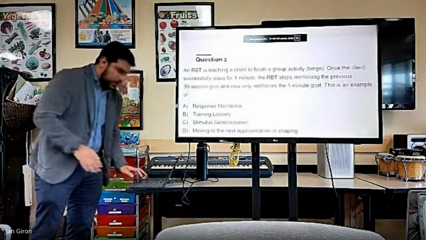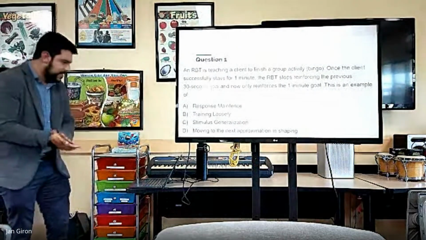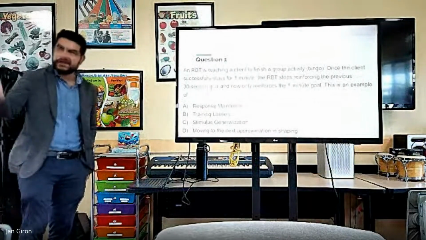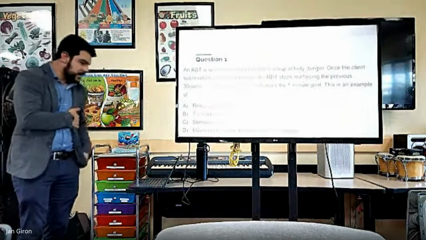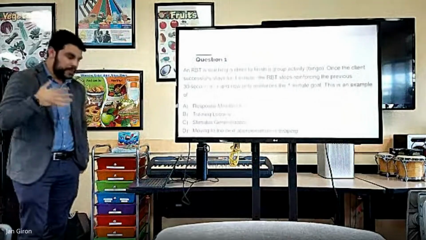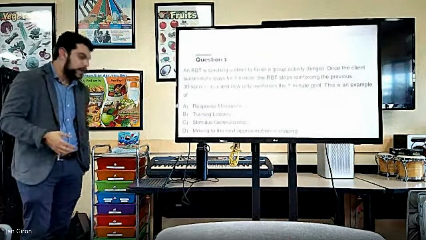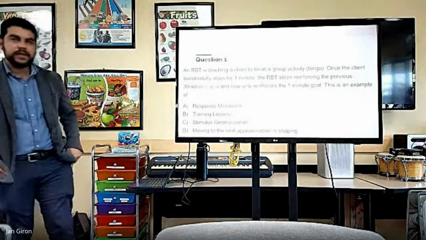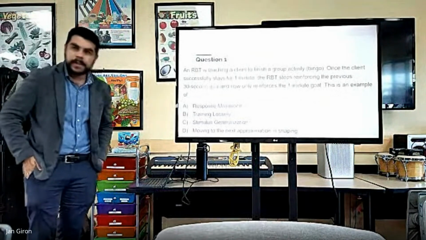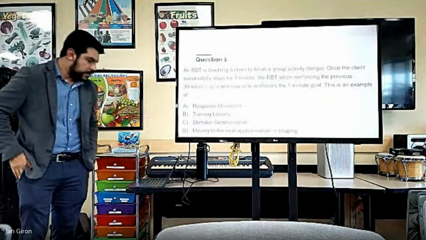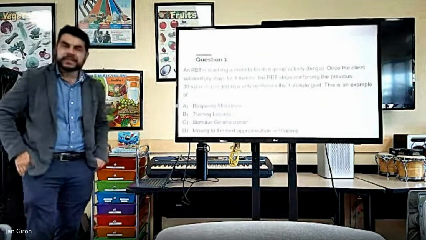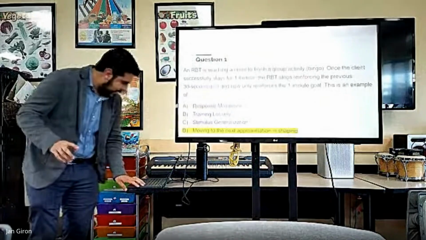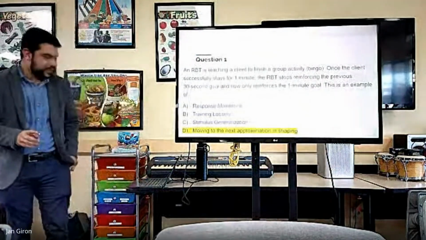Okay. Well, how about we get started with these questions, guys? An RBT is teaching a client to finish a group activity, in this case, bingo. Once the client successfully stays for 1 minute, the RBT stops reinforcing the previous 30-second goal and now only reinforces 1 minute. What is this an example of? Letter D. It is moving to the next approximation and shaping.